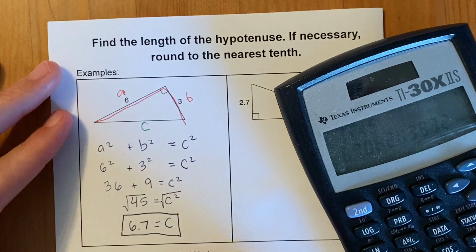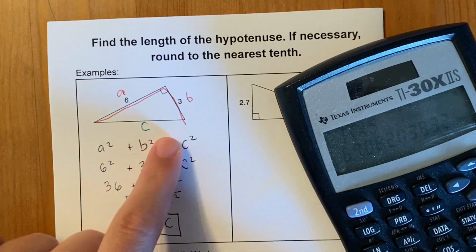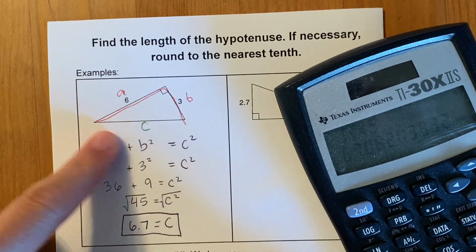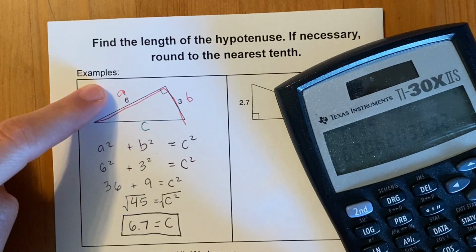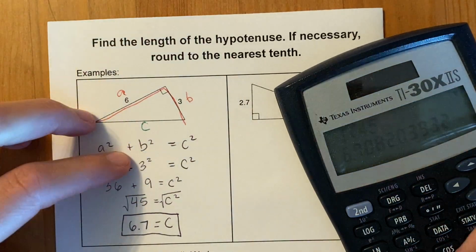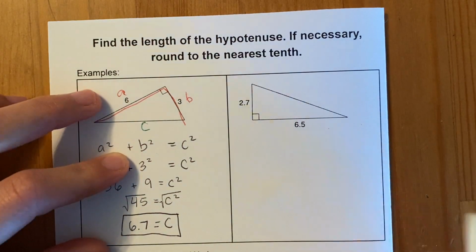That's my answer. I'm just going to look and see, does that make sense? Remember, the hypotenuse is the longest side, so does that make this the longest side? Yeah, right? This one's 6, this one's going to be a little bit longer. Okay, let's try one more example.